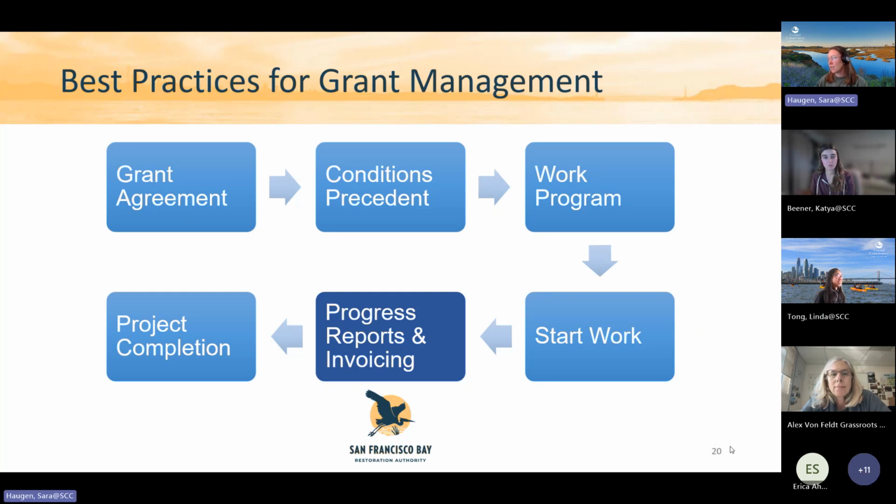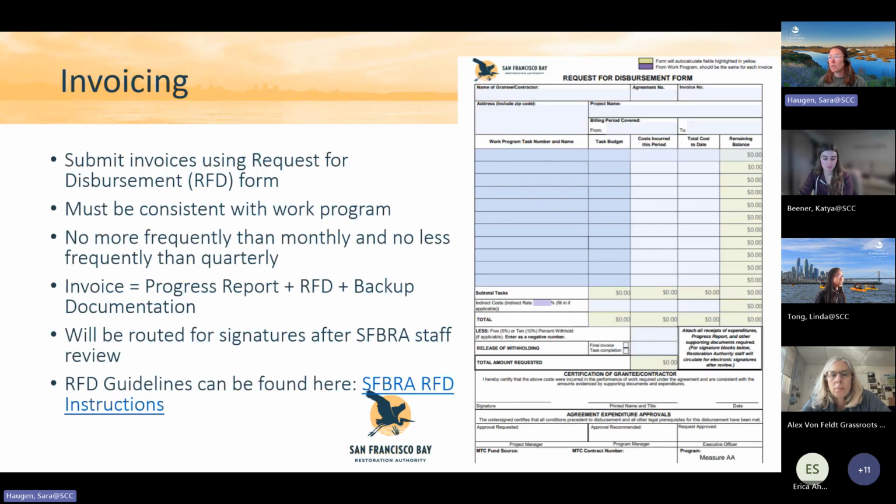Okay. Thanks, Linda. So now we're into the part where you're actually doing your project and you're billing to the grant. We do this through this invoicing through a request for disbursement form. I'll go into the sections in more detail. As Katya and Linda talked about, this should be consistent with the tasks in your work program. It's really important because it's the basis of how we see what you're billing for and make sure it's fitting with what was approved by the board. You should be invoicing no more than monthly and no less than quarterly.